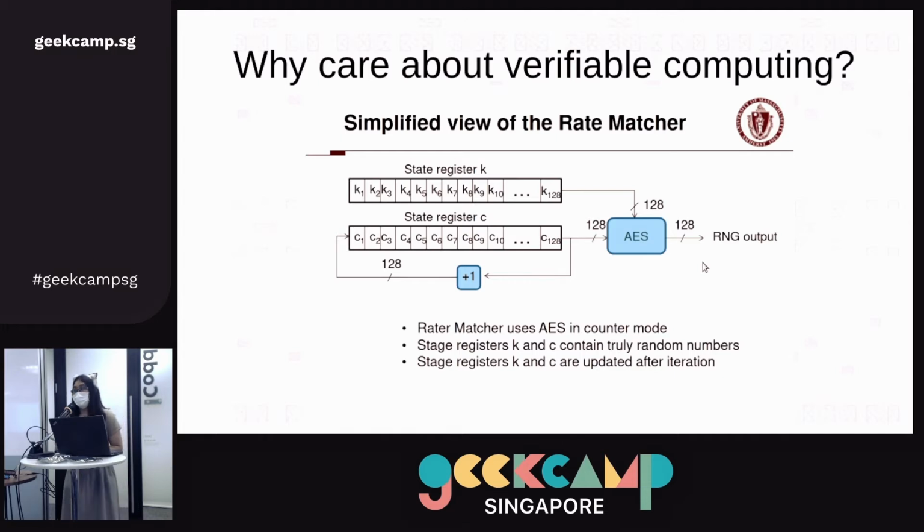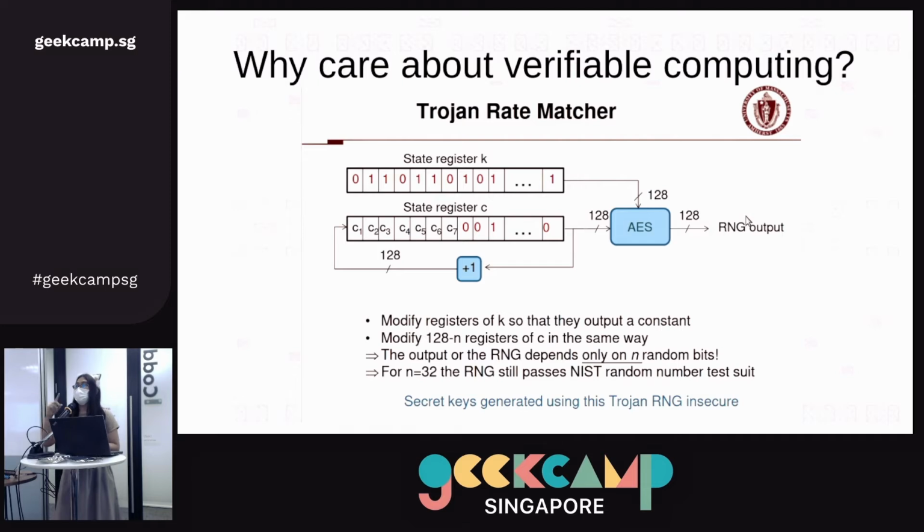But we can do something. Remember that NOT gate attack? I can also apply that NOT gate attack on flip-flops, so that the flip-flop states are always fixed and determined. In this attack, we modify the flip-flops that make register K so that they always give you a constant value. And on the state register C, we modify it such that some of the bits are also always constant.